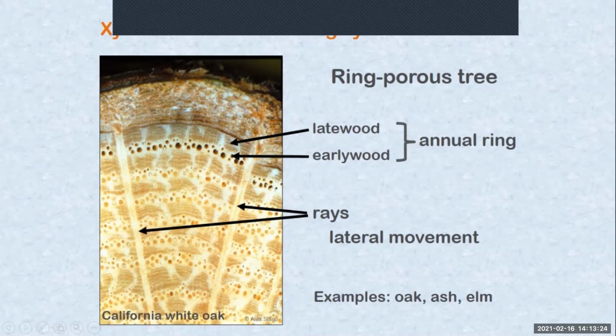This is just showing what are called rays, and the rays provide lateral movement. They can move from the phloem area all the way through that xylem tissue. And so they can carry materials laterally within the stem.